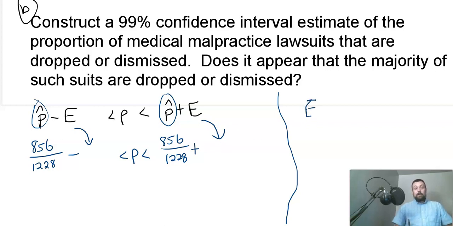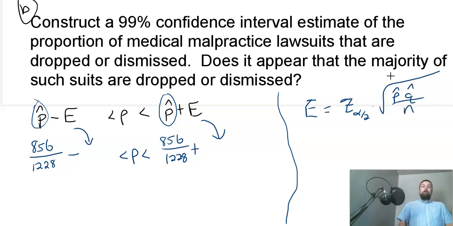What I need to know is E. What does E equal to? The formula, I pushed the button to erase, and that's why it didn't write for me. Z sub alpha divided by 2 times the square root of P hat Q hat over N. And most of these I either know or I can figure out pretty quickly. The one I really have to spend more time looking into is the Z sub alpha divided by 2.